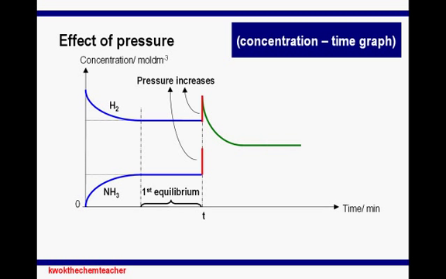By Le Chatelier's principle, the equilibrium position will shift to the right, causing a decrease in concentration of hydrogen. While the concentration of ammonia will increase. This happens because the forward reaction reduces the number of gas particles in the equilibrium. At this point, we will have obtained the new equilibrium.